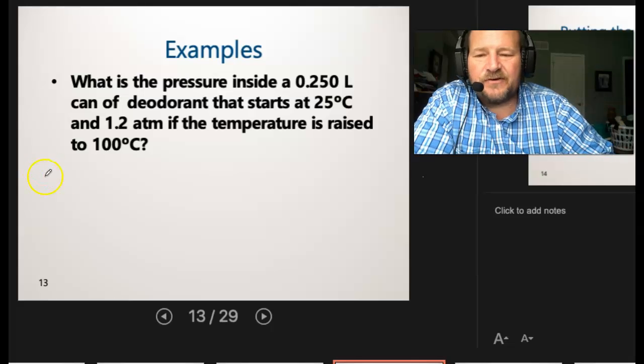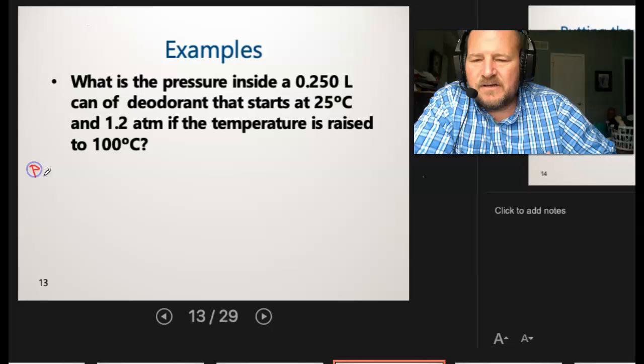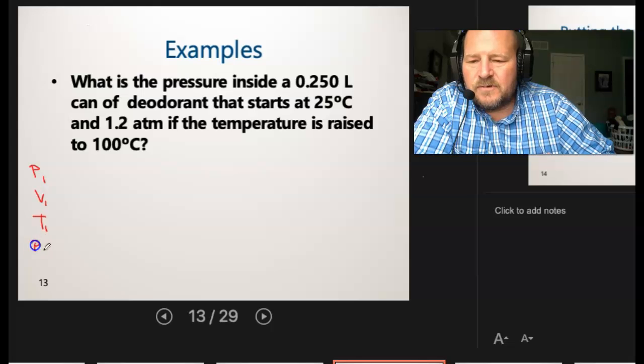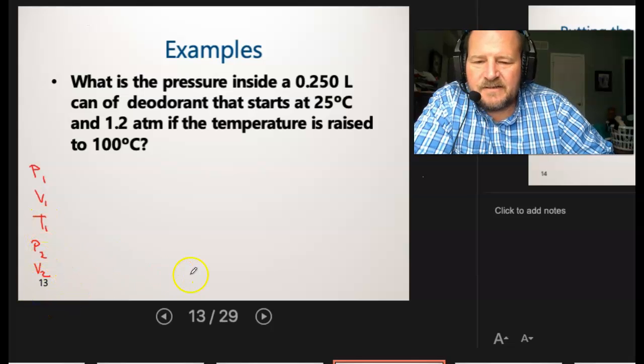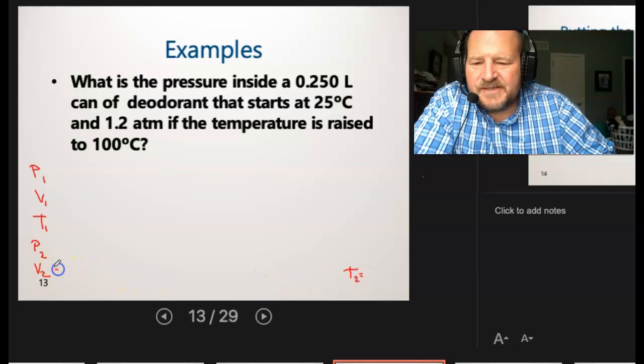Now that means when you make your list, you could get into the habit of going P1, V1, T1, and then P2, V2, T2. I don't know if it's going to let me write it down here. Nope, it's not. It's over here, T2. Okay, so now we can just look these up in the question.